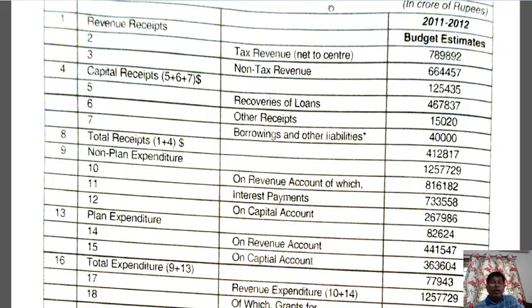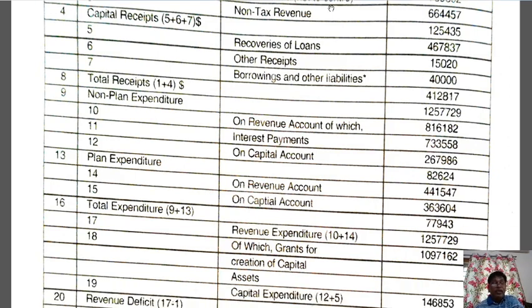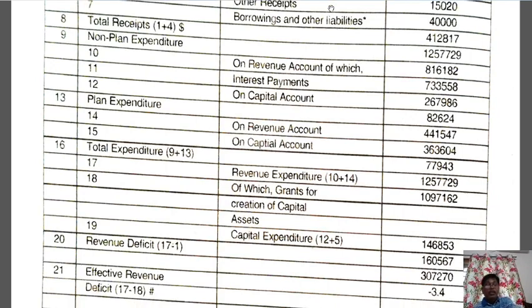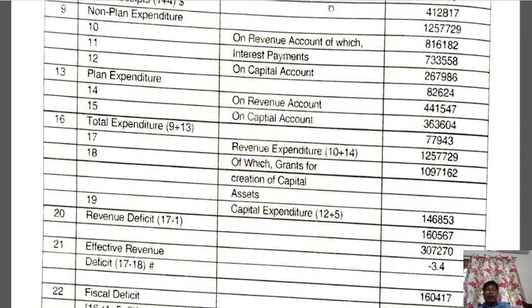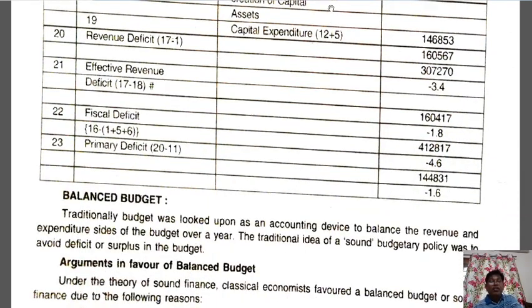This is the revenue of the government, and for expenditure, it shows which types of expenditure the government has: on revenue account, the interest payment, on capital account, the plan expenditure. In the total expenditure there is revenue expenditure, the grants, and the creation of capital assets. This table is given to show how to establish our budget. This is general information for all students about the types of budget deficit.